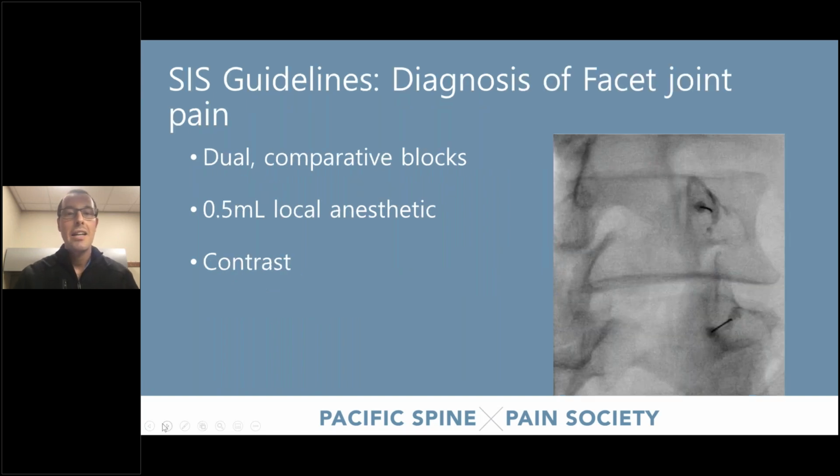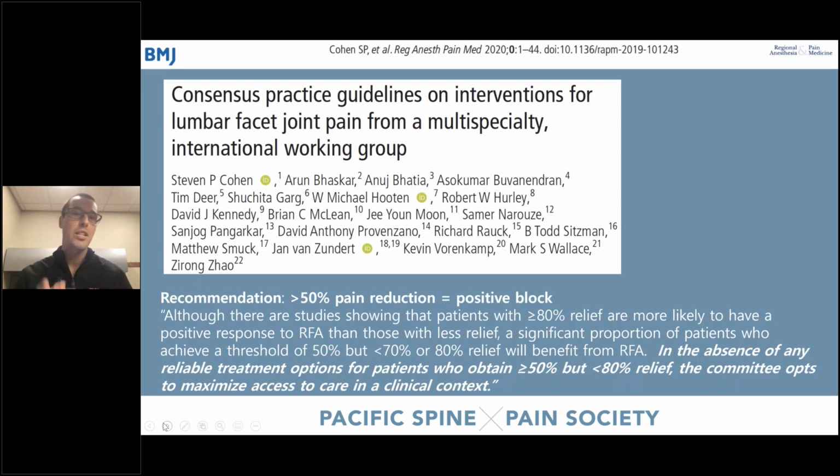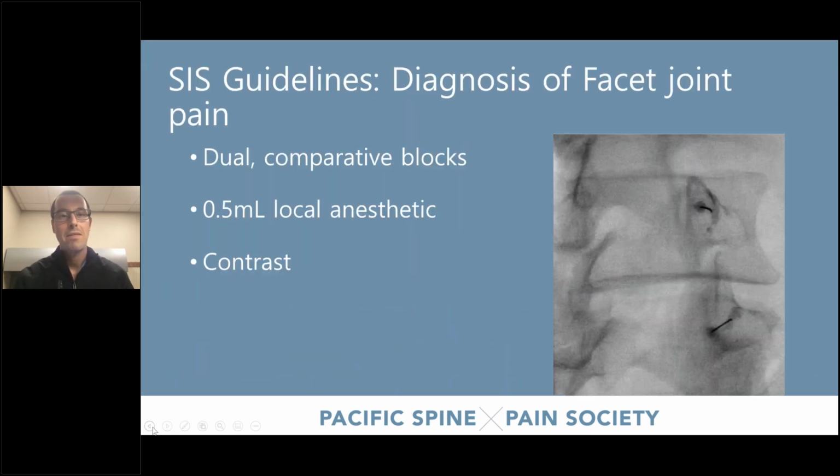Thank you. And that, along with additional studies, led to the development of these dual block paradigm protocols to select patients for radiofrequency ablation. If we can just go back to that past slide briefly. Thank you. So, SIS guidelines, many are familiar, recommend dual concordant medial branch blocks. The percent relief threshold varies depending on cervical versus lumbar spine, but lumbar is recommended to be at least 80% relief.